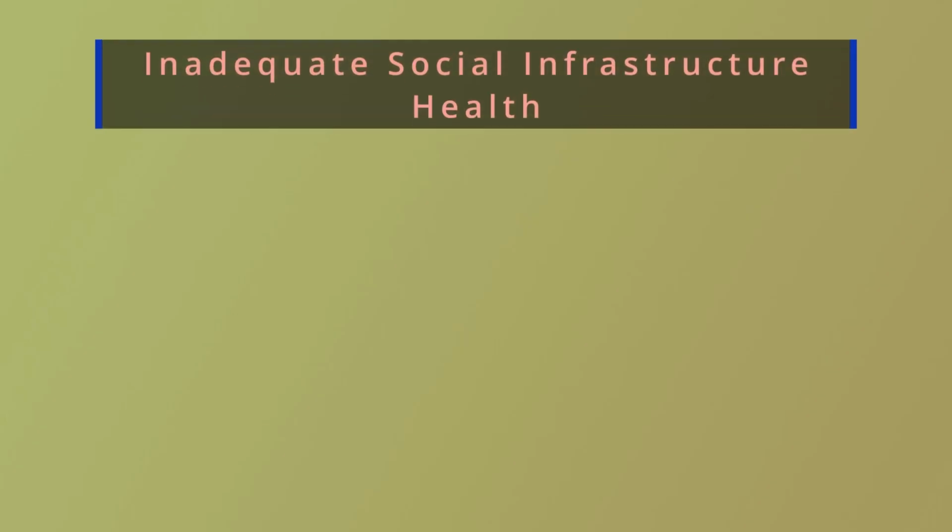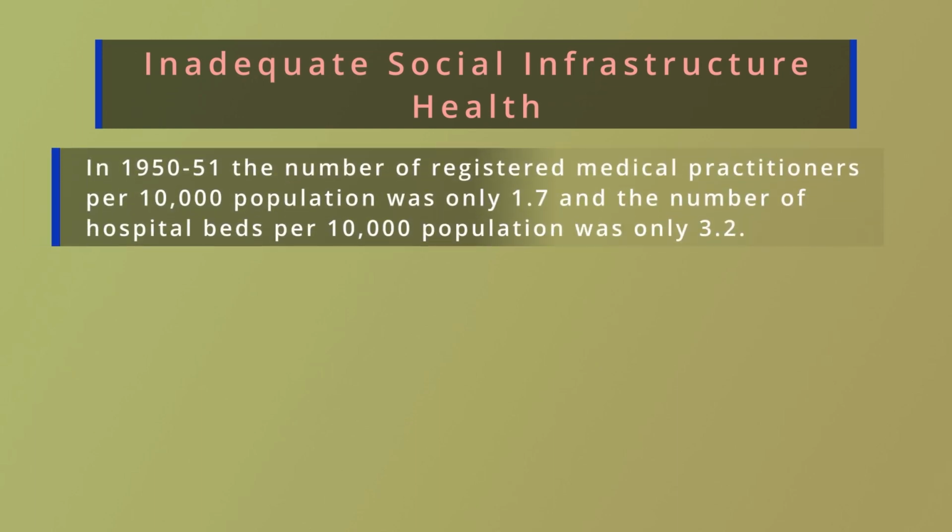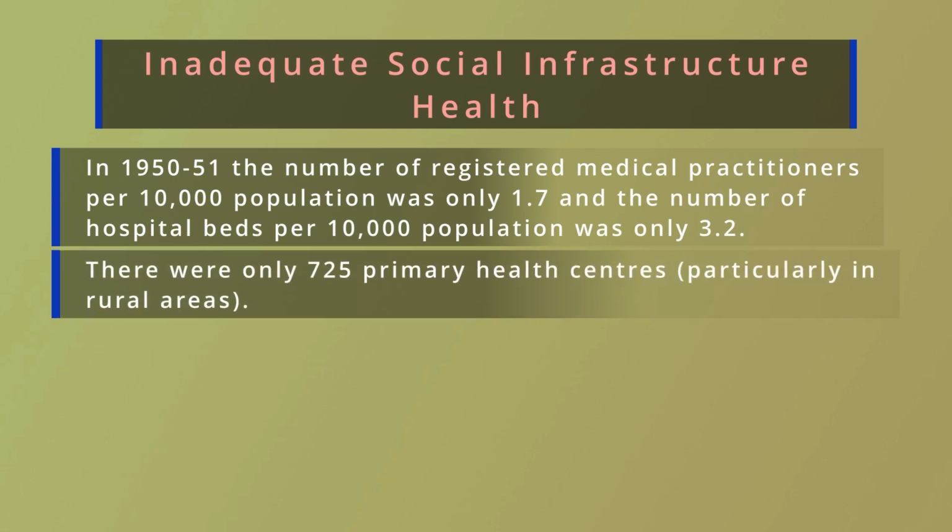Now, coming to the inadequacy in terms of social infrastructure at that particular time point. So far as health is concerned, 1950-51 statistical data indicates that the number of registered medical practitioners per 10,000 Indian population was only 1.7, so low. The number of hospital beds per 10,000 population was only 3.2. The primary health centers, which are normally concentrated in rural areas, numbered only 725.